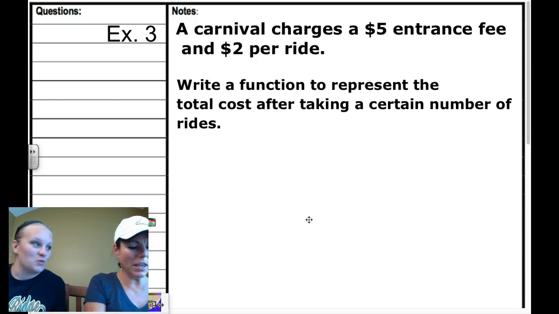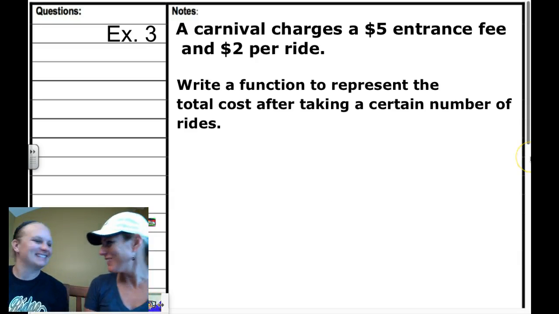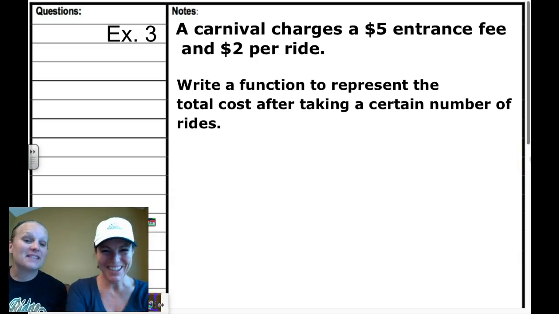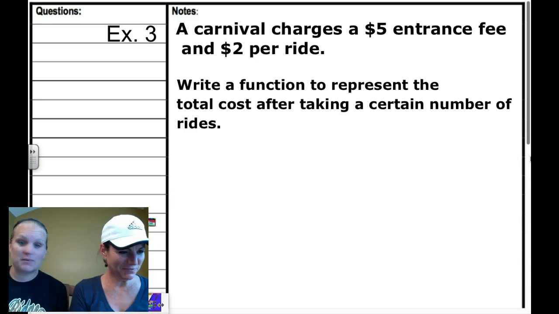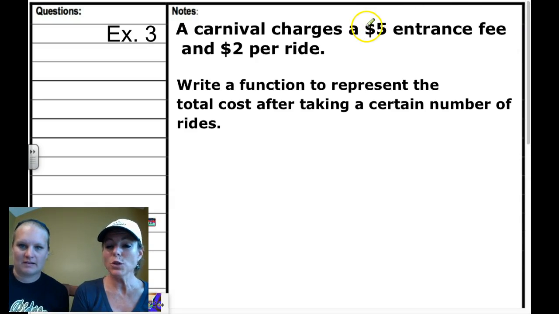our favorite thing: word problems. Miss Boyd and I, we love word problems, right? Yeah. But this one is okay. It'll be simple. We'll explain it. You'll get it. So a carnival charges a $5 entrance fee and $2 per ride. Okay. We are going to write a function to represent the total cost after taking a certain number of rides.